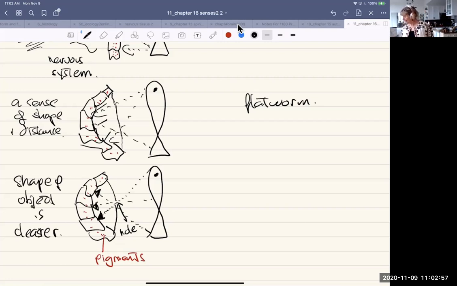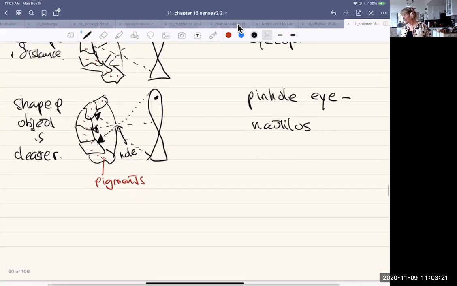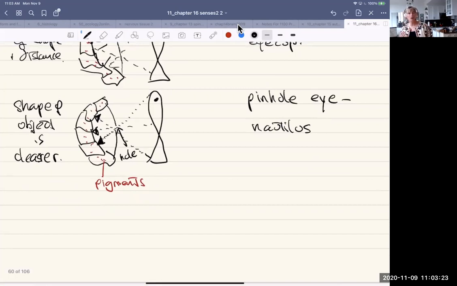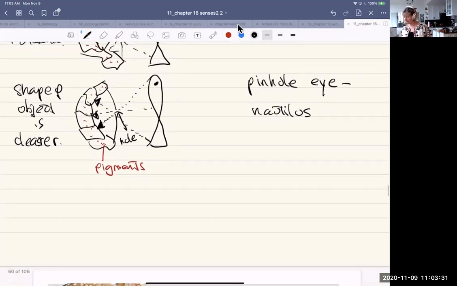And this is called a pinhole eye. There's an animal that has a pinhole eye that you may or may not have heard of. It's called a nautilus. It's a distant relative of the octopus, the pinhole eye. The flatworm has an eye cup. So the eye is getting more and more complex and causing images to be more and more resolved, better resolution.